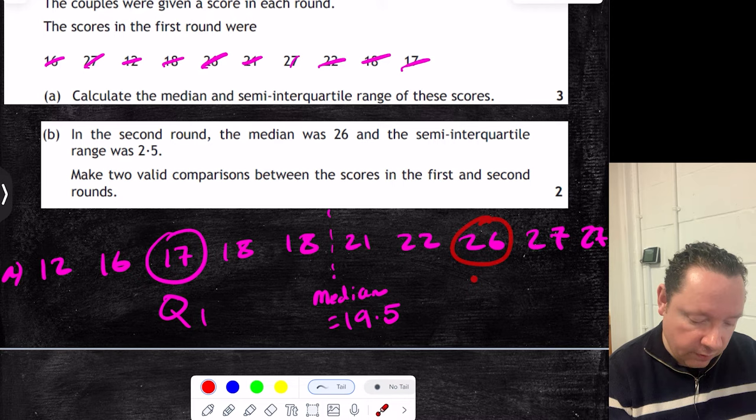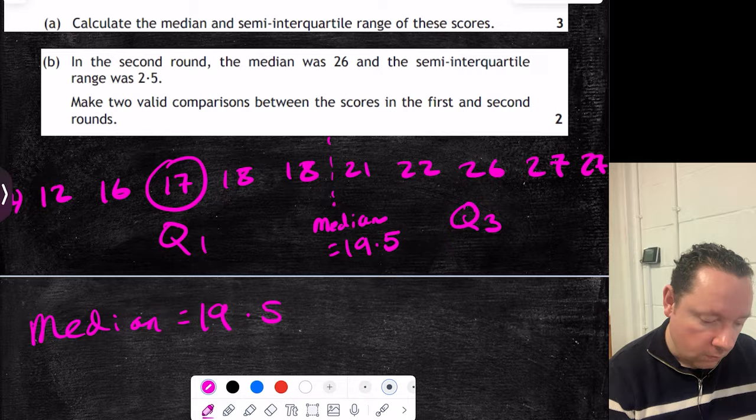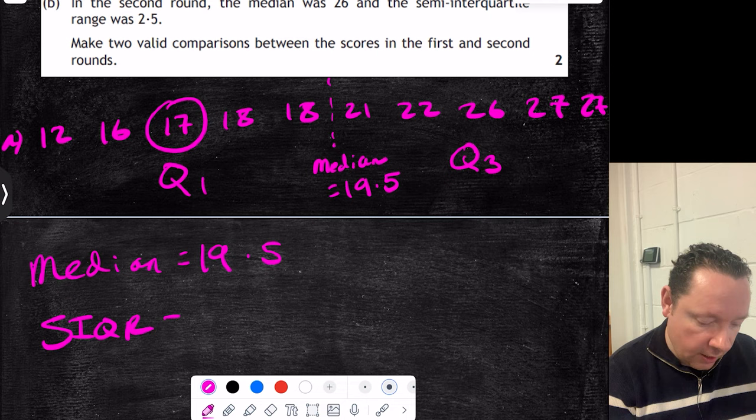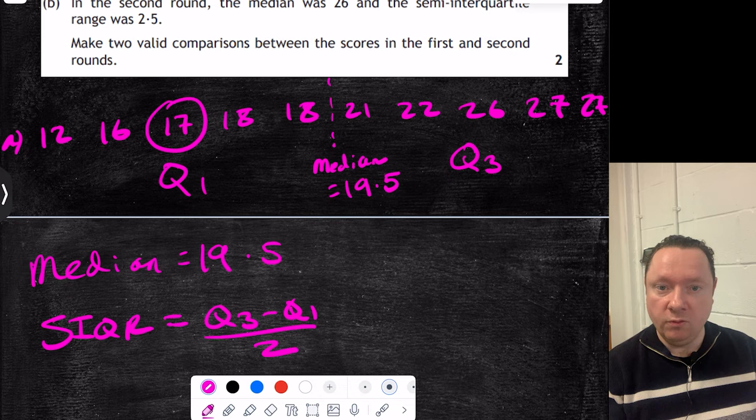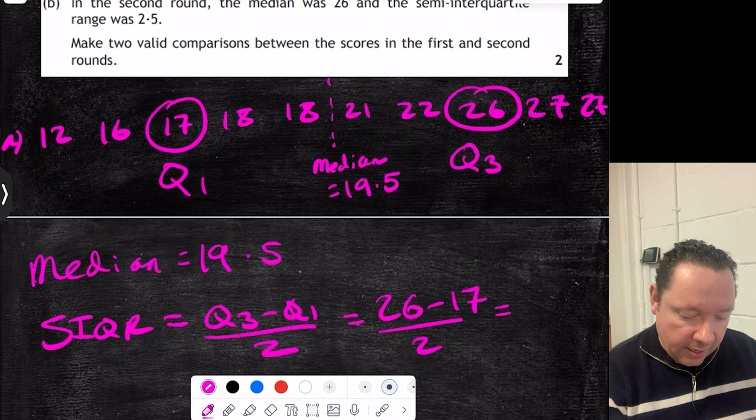So writing down our answers, median is equal to 19.5. And the semi-interquartile range is just Q3 minus Q1, but you need to divide by 2 for semi. You don't need to divide by 2 if it's just interquartile range. So we've got 26 minus 17 divided by 2. 26 minus 17 is 9, divided by 2 is 4.5. And we're done there.